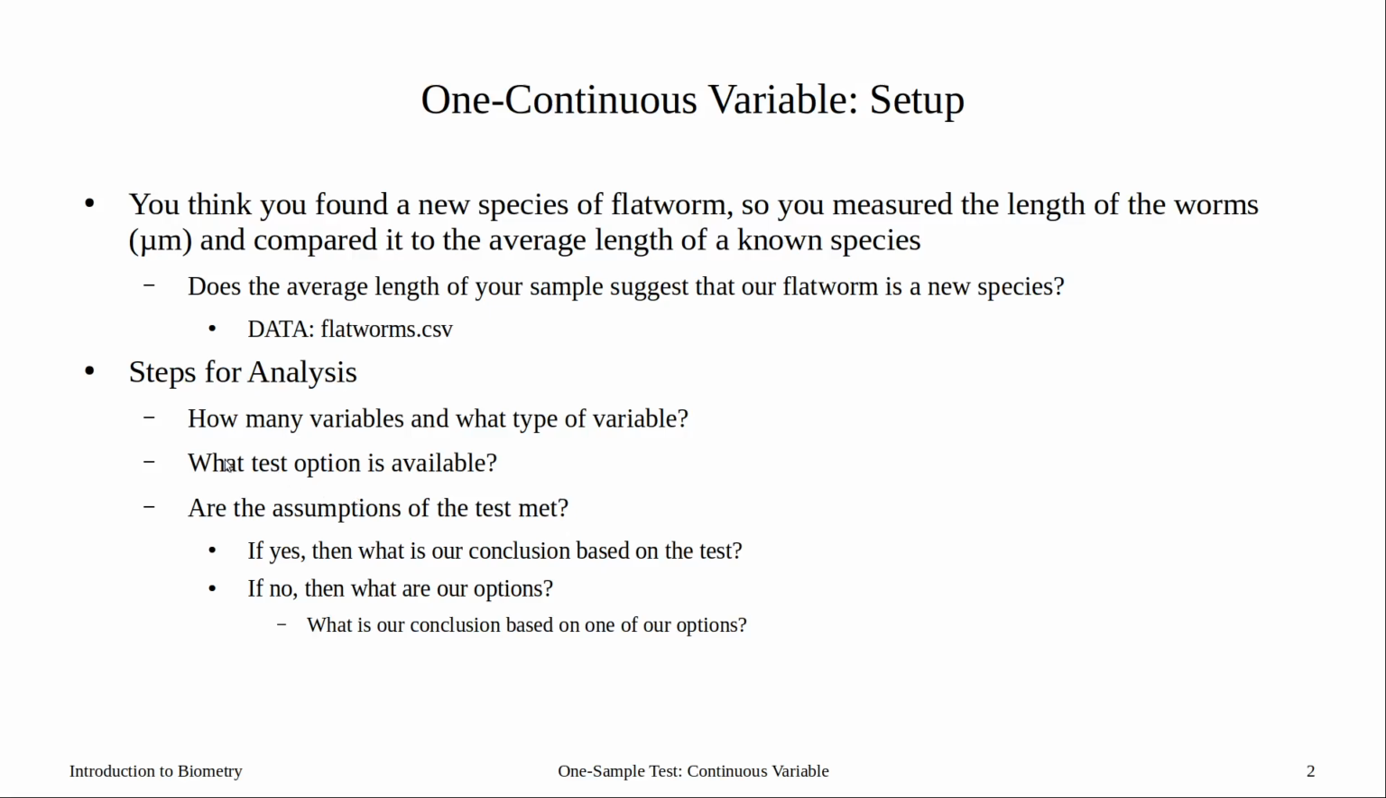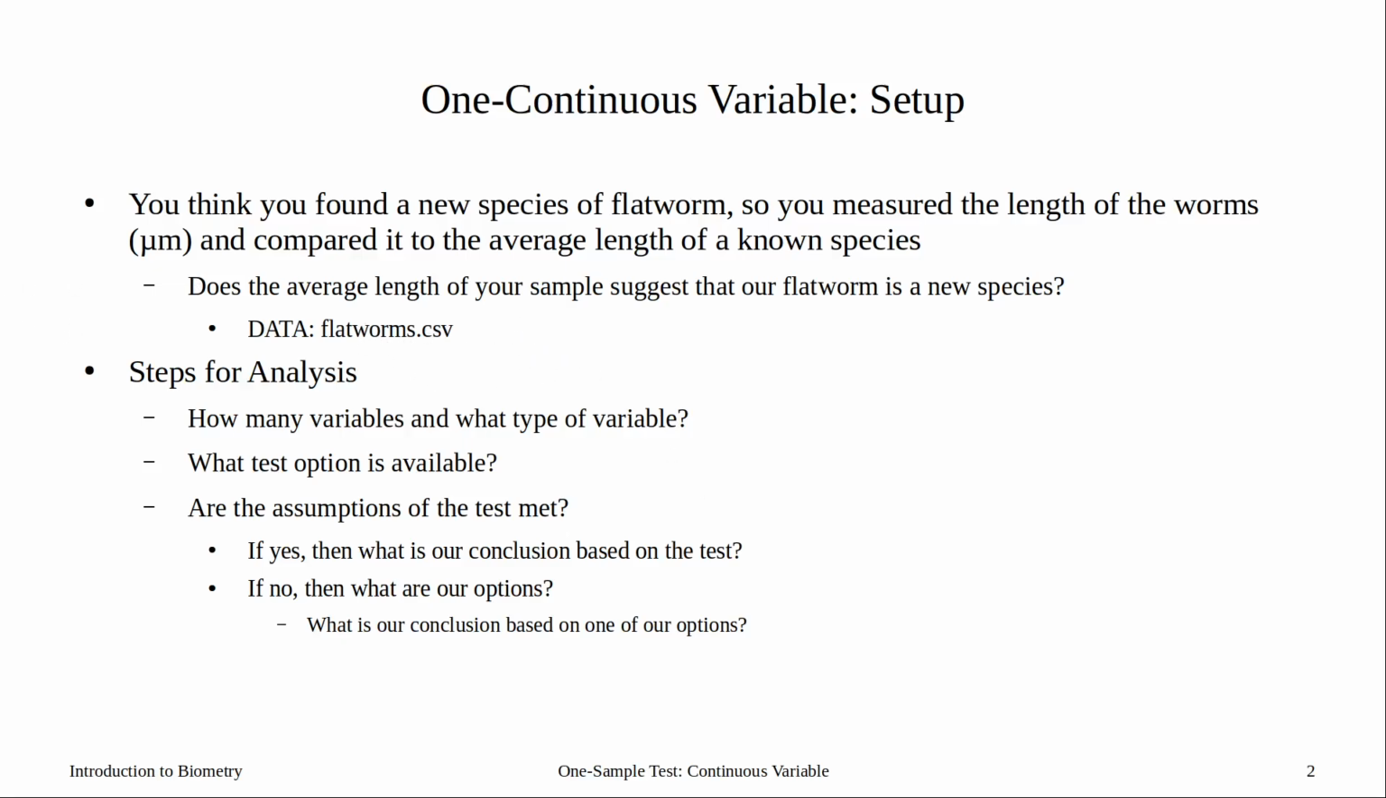So the setup that we're going to use is this. We think we found a new species of flatworm, so we measured the length of the worms and compared it to the average length of all of our known species. Our question is, does the average length of our sample suggest that the flatworm is this new species? Data is available as flatworms.csv.